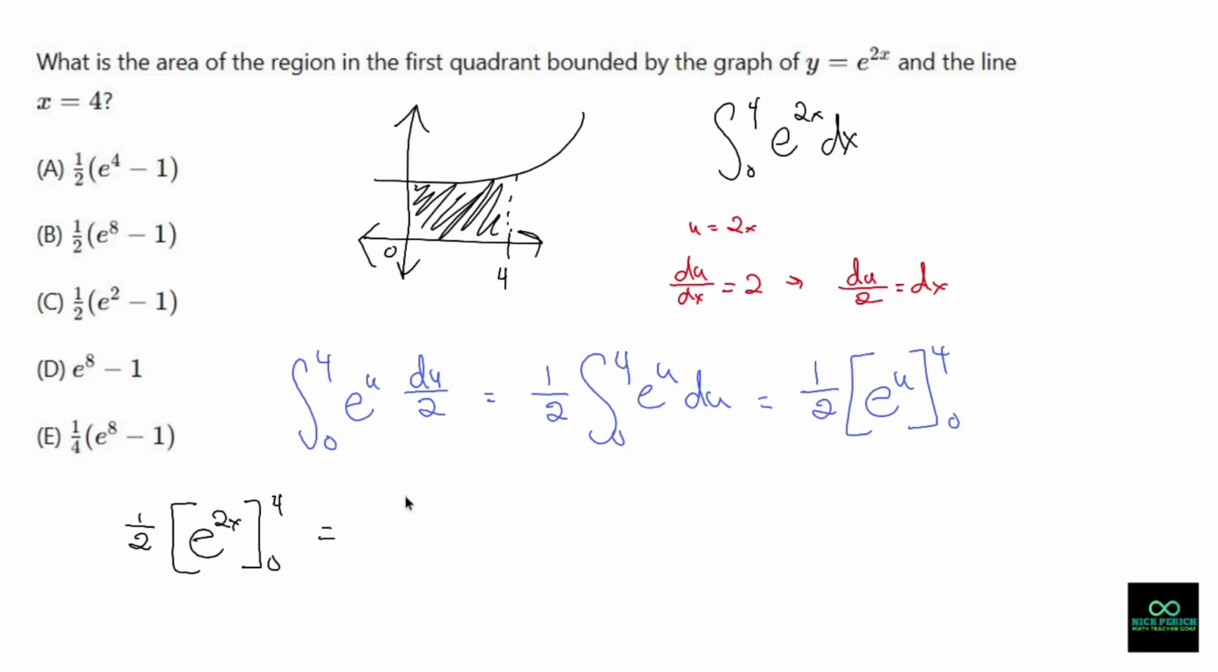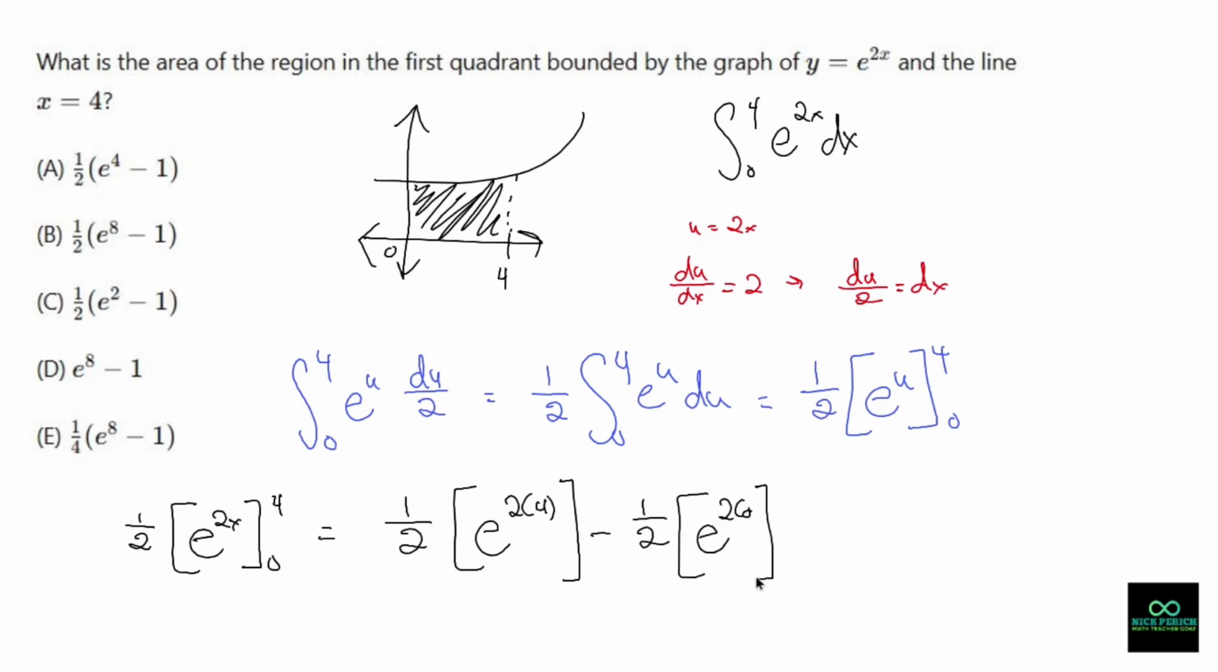All right, so let's plug those in. 1/2 e to the 2 times 4, minus 1/2 e to the 2 times 0, which is 1/2 e to the 8th minus, 2 times 0 is 0, and e to the 0 is 1, so 1/2 times 1 is 1/2. And what I could do here is pull out the 1/2, and I'm left with 1/2 times e to the 8 minus 1.